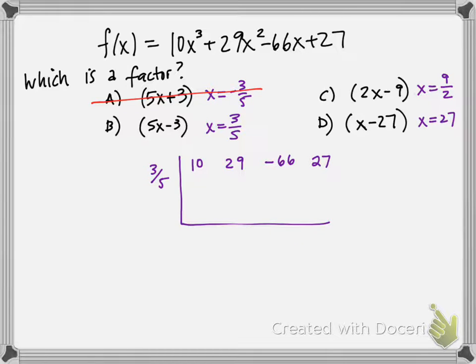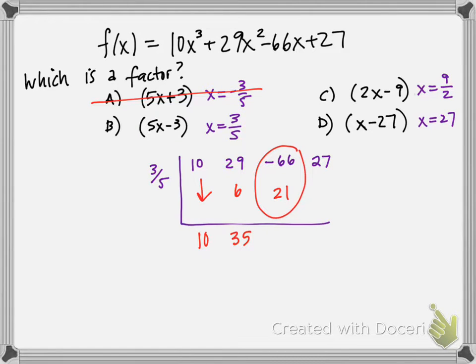and let's check positive 3/5. Drop down this 10, and now we're going to multiply 10 times 3/5. Again, 10 times 3 is 30, and then divide that by 5 and you get 6. So add these together and you get 35. Now I'm multiplying these two together. So I'm taking 35, multiplying it by 3, and then dividing by 5. So 35 times 3 divided by 5 gives you 21.